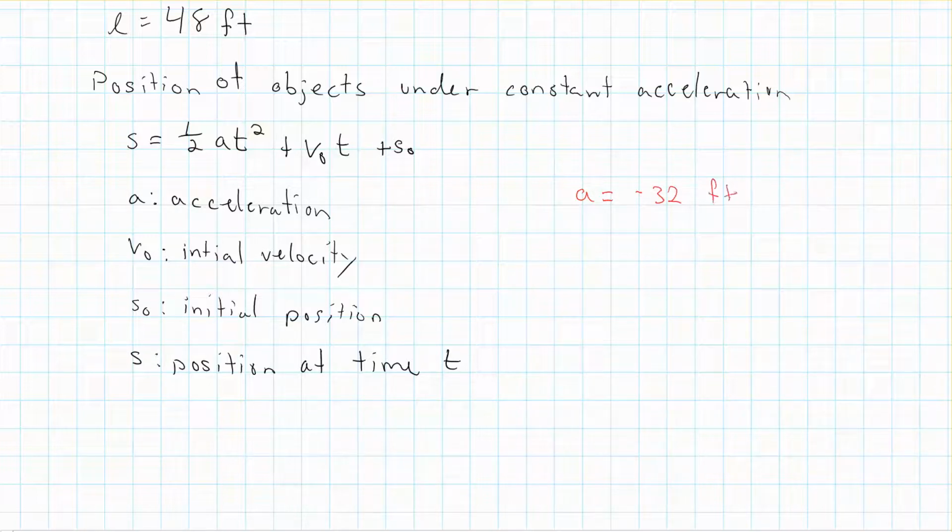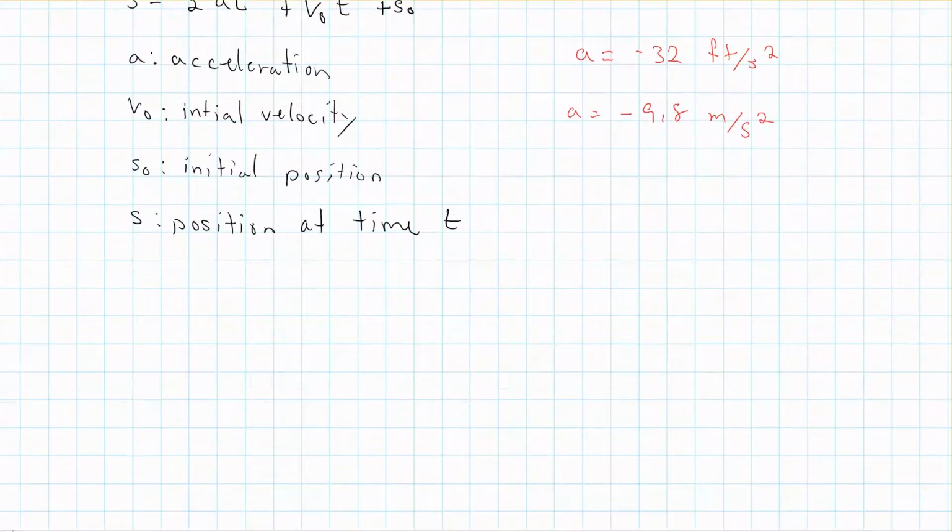Negative 32 feet per second squared, but then there's also negative 9.8 meters per second squared. And again, you can see clearly the only difference is one's in feet and one's in meters. I think we typically in these example problems are going to be using the one in feet, but it doesn't really matter too much as long as you keep your units straight.